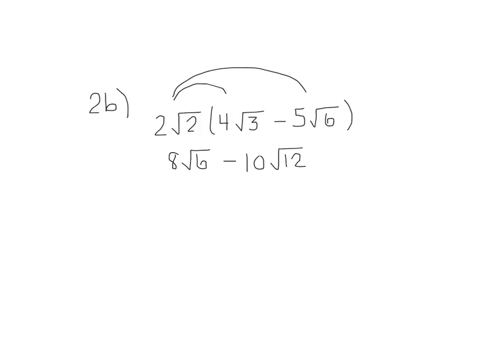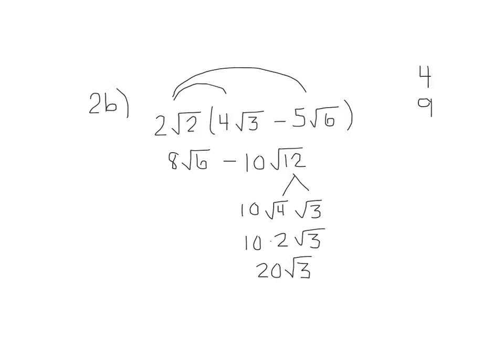Root 12, we know, has a perfect square that divides evenly into the 12, and that is 4. So we'll break this down to the square root of 4 times the square root of 3 with our 10 out in front. Square root 4 is 2, so we have 10 times 2 root 3. And so what we have is 20 root 3 as our latter term.